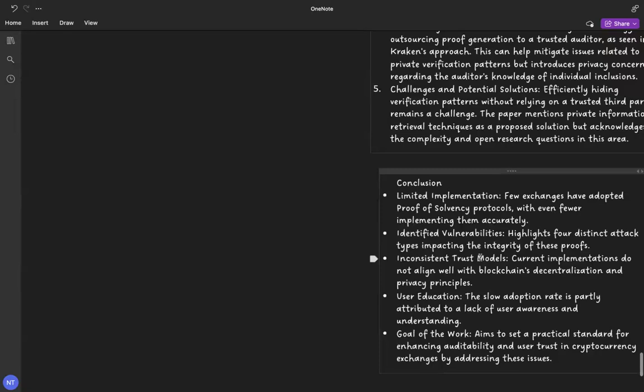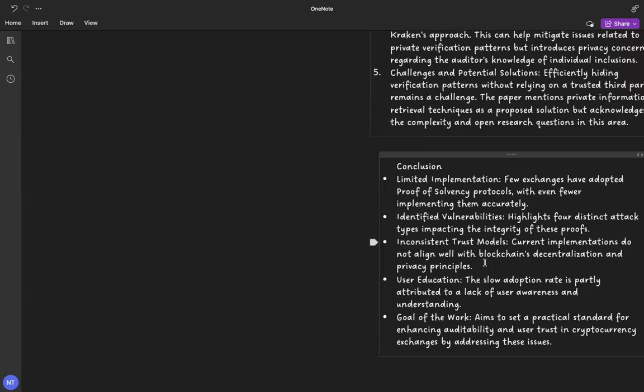So I will conclude and then probably open up for more questions and details, and I'll share the link with you. So in conclusion, the paper is a pretty good survey paper in identifying some of the critical vulnerabilities in proof of liability schemes and proof of solvency schemes. They have interacted with a lot of exchanges, studied their implementations versus the theoretical side of the algorithms, and found many gaps between theory and practice.